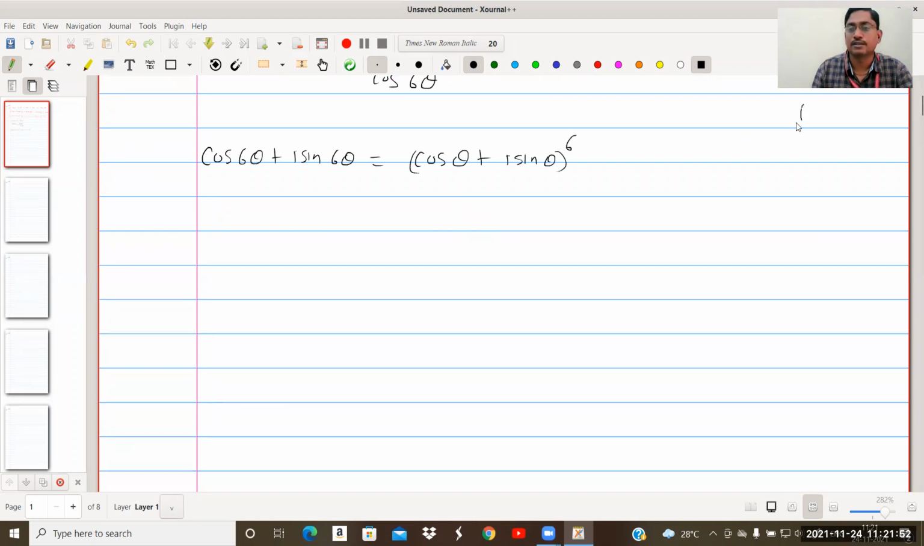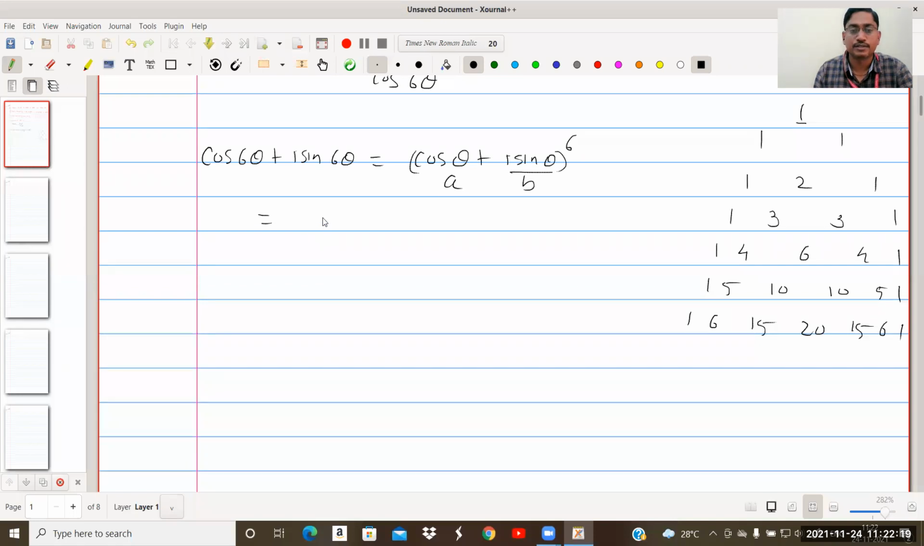In short, I will write the Pascal's triangle. You can use binomial expansion or you can use Pascal's triangle also. 1, 5, 10, 10, 5, 1. And the last one, 1, 6, 15, 20, 15, 6, 1. I am writing the expansion. This is A and this is B.